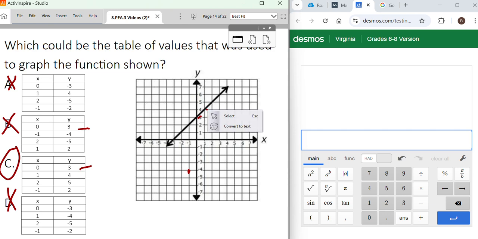1, 4, 2, -5. I think that's a typo. It should have been a +5. That's okay. Or it is. And then a -1, 2. So C is definitely our answer.